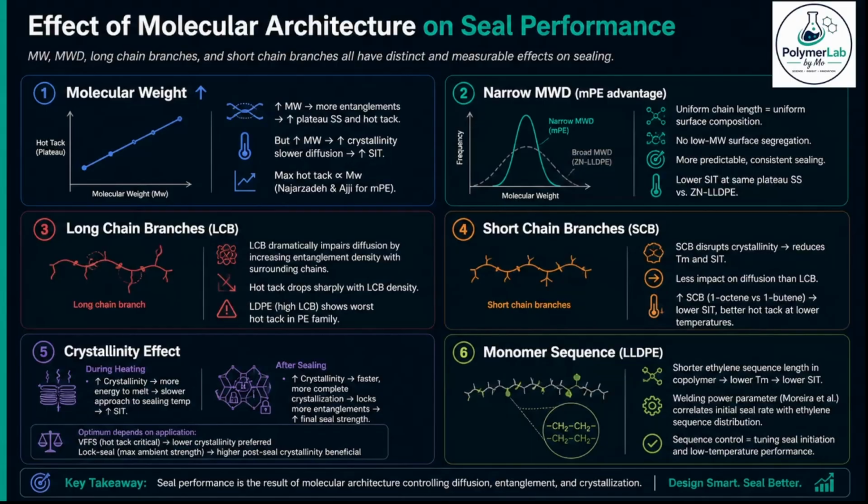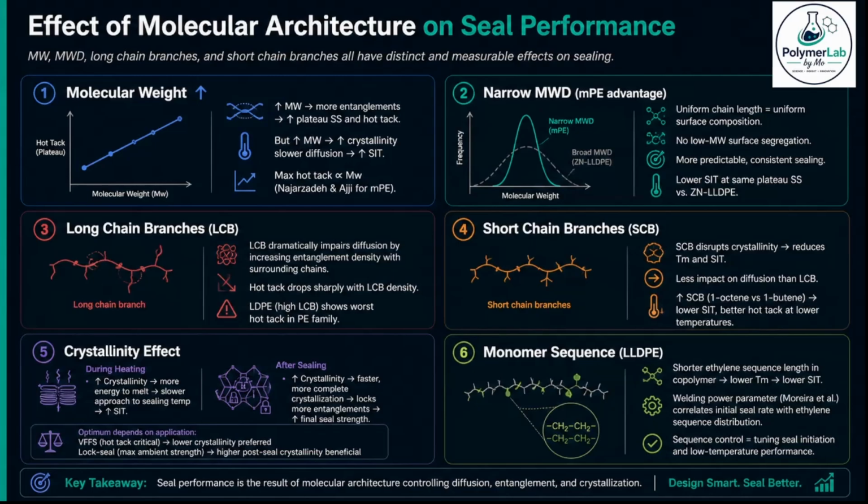Long chain branches are the enemy of sealing. Even small amounts of LCB, or 0.19 per 10,000 carbon atoms, measurably reduce hot tack strength at LCB densities comparable to conventional LDPE. Hot tack is dramatically reduced. The mechanism: LCB increases the effective entanglement density with neighboring chains in the bulk, making reptation much slower and more constrained. The chain cannot easily thread the tube when it has branches sticking out in all directions.